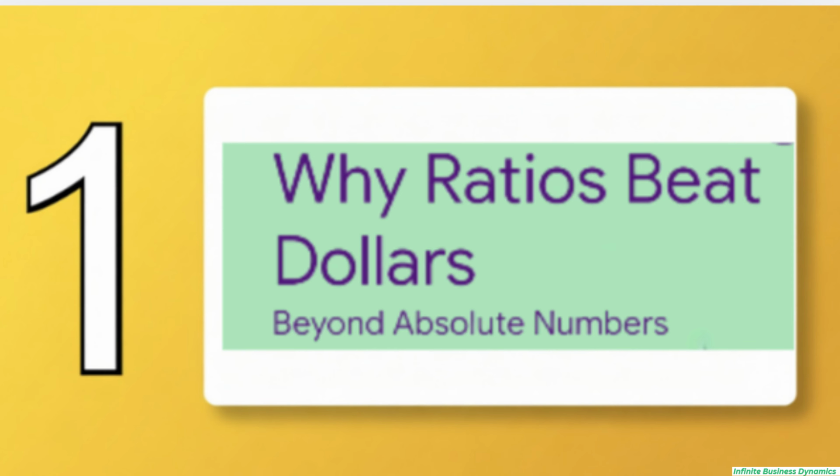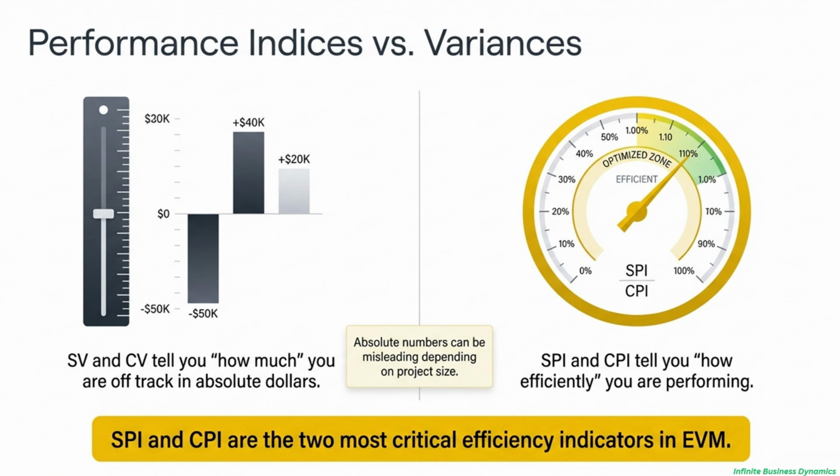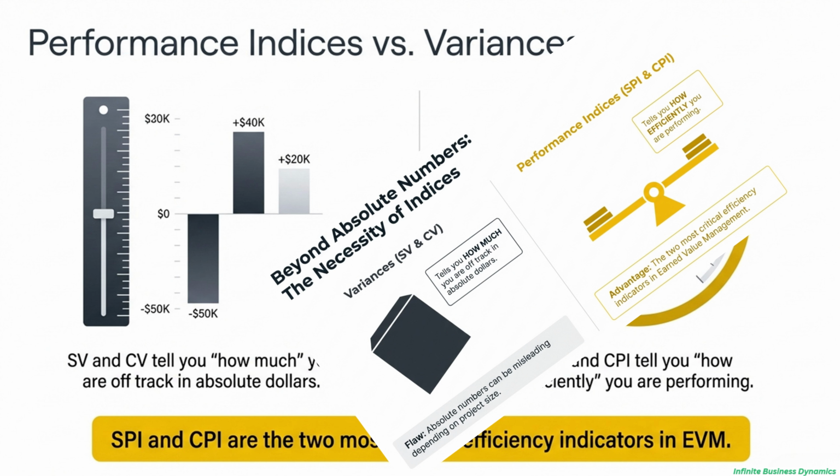Now, check this out, because this really highlights the whole issue. Over on the left, you see variances, right? Absolute dollars. But think about it. Being $50,000 over budget is a complete disaster on a small project, but on a billion-dollar program, it's practically a rounding error. You see the problem? Absolute numbers can be super misleading.